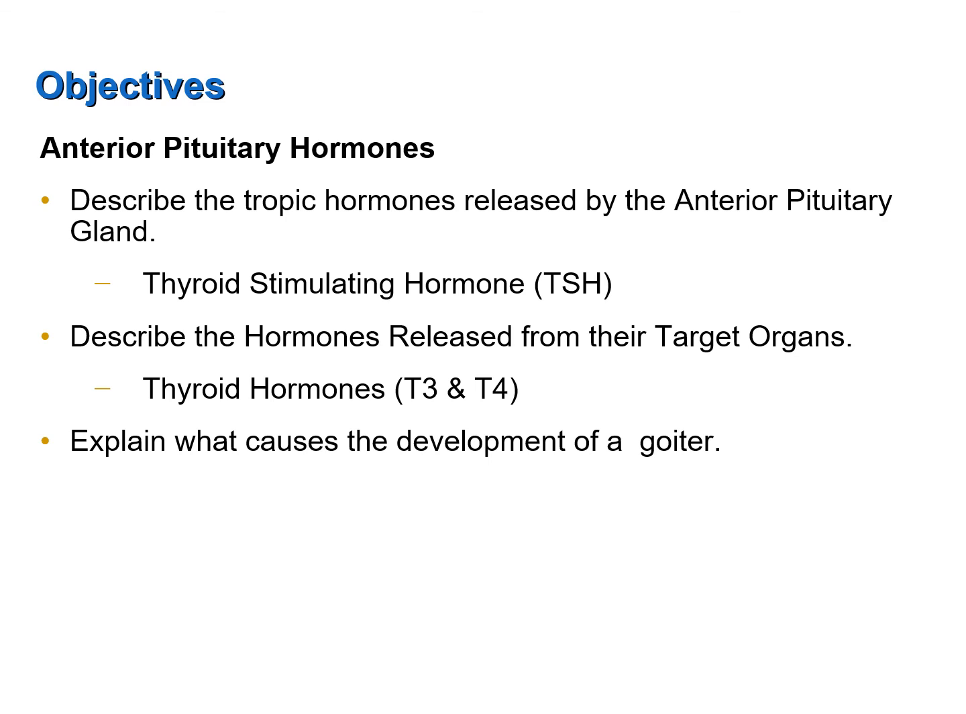Before ending, let's review the learning objectives of the screencast. Describe the tropic hormones released by the anterior pituitary gland. Specifically, describe thyroid stimulating hormone. Describe then the hormones released from the thyroid gland, T3 and T4, and explain what causes the development of a goiter.